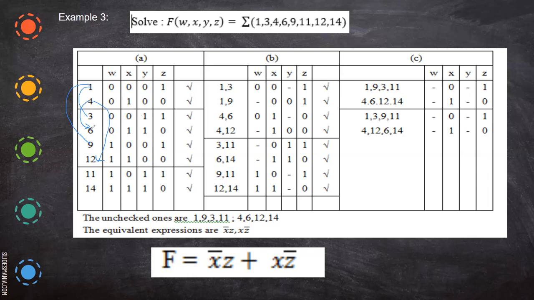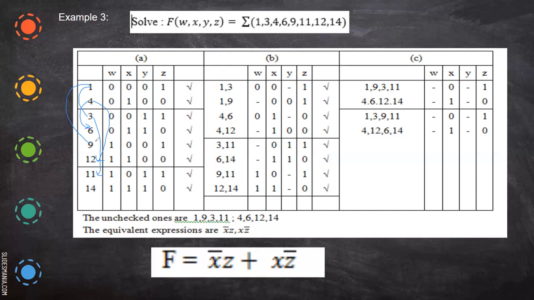Now we check with this, 3 and 11. See here, there is a change, no change, no change, no change. So this we can take. That is 3 and 11 we can take. So here there's a change. The first variable is changing. All the others are the same. Then 3 and 14. That is two changes, 0 to 1, 0 to 2. So let us not take that. Now you put a check mark here as 11 is included.